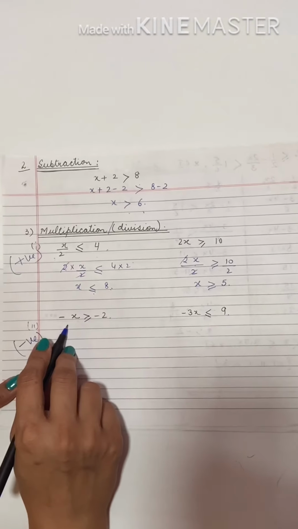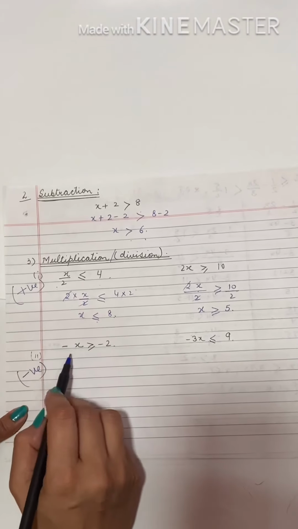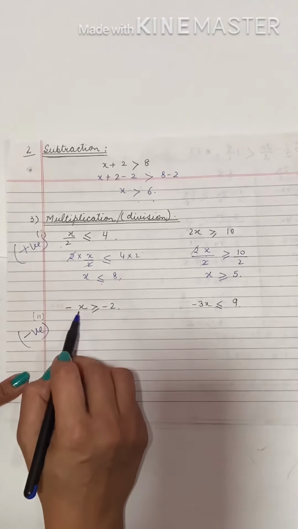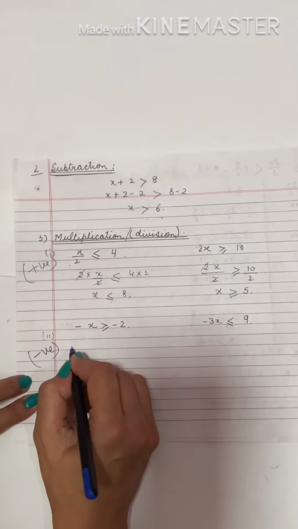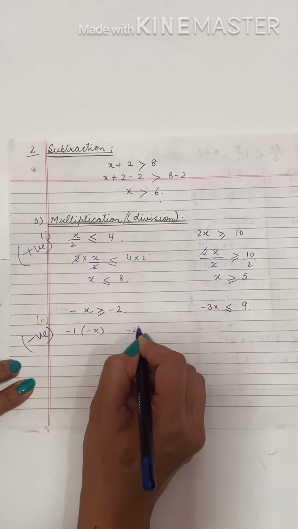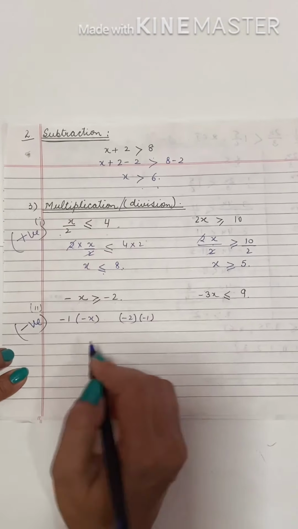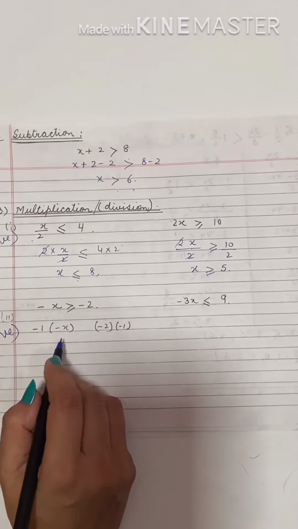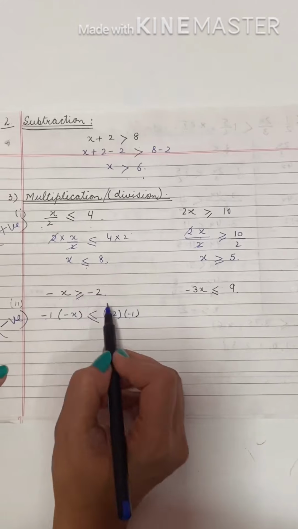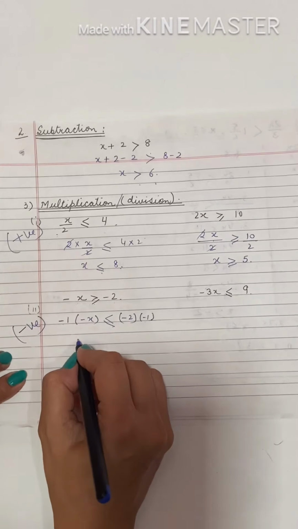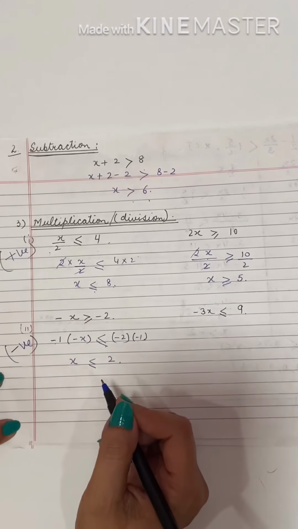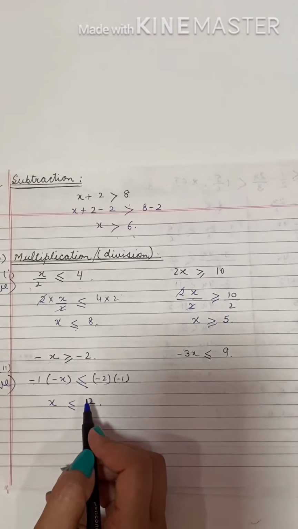Now next, if we have to multiply or divide by the negative sign, suppose minus x is greater than equal to minus 2. This is what we are getting and we want to have the value of x. So in this case, we need to multiply by minus 1 on both the sides. This is minus 2 into minus 1. Whenever we will be dividing or multiplying by negative sign, the sign of inequality changes. So this greater than equal to will become less than equal to. We'll be getting x is less than equal to 2. This is where we have multiplied by a negative sign.